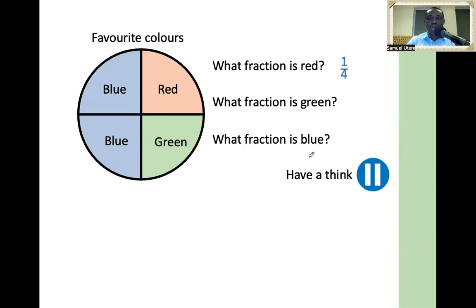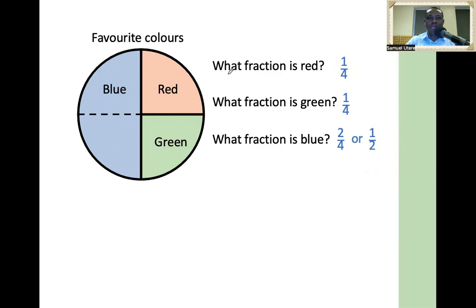Next, what fraction is green? The fraction that is green is a quarter as well. But what fraction is blue? Have you noticed that half of the circle is blue? If we wanted to write this as a fraction, we would write 2 over 4 because 2 parts are blue out of 4 parts. But we can simplify that to be a half, which is actually half the circle.